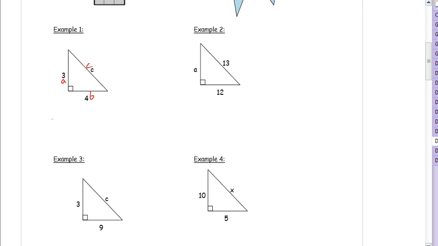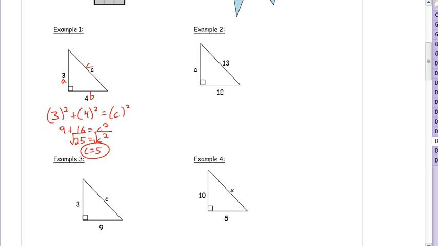So what we're going to do here is it's going to become 3 squared plus 4 squared equals c squared, and then you will simplify. So it becomes 9 plus 16 equals c squared, 25 equals c squared. To get rid of a square, you square root. The square root of 25 is 5. So that third side, or the hypotenuse, would be 5.